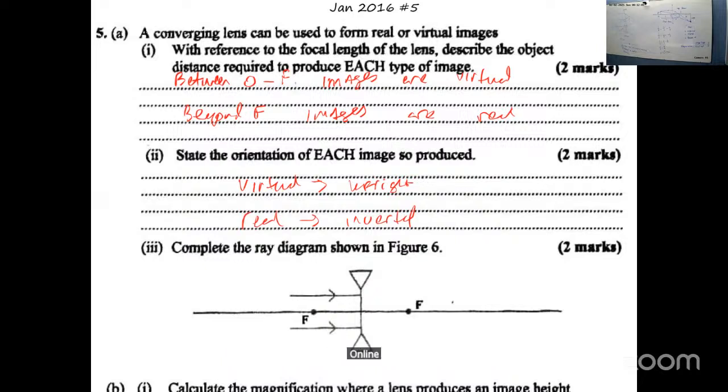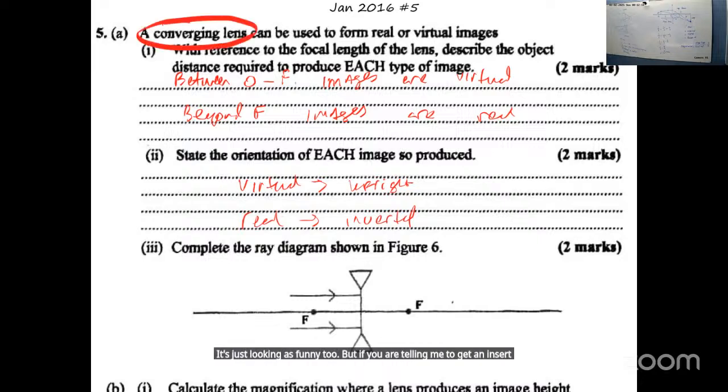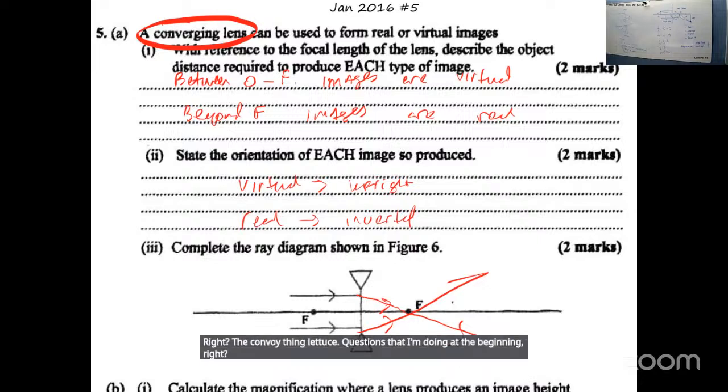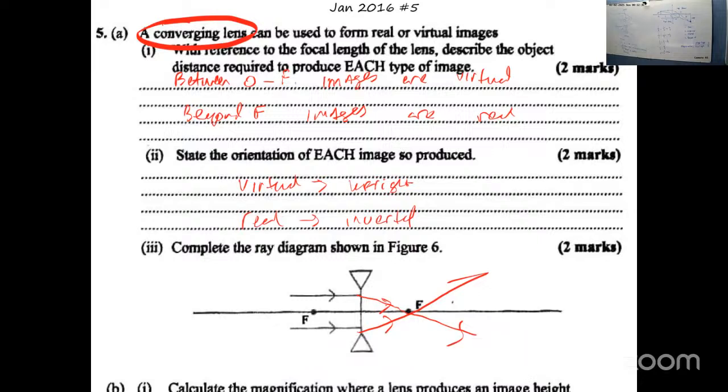It's just looking all funny. But the question in the beginning said converging lens. So the ray will come in like this. That's why you must read your questions properly. The question said converging at the beginning, right? Although it has a little triangle thing on top, it still doesn't form the shape of the converging.